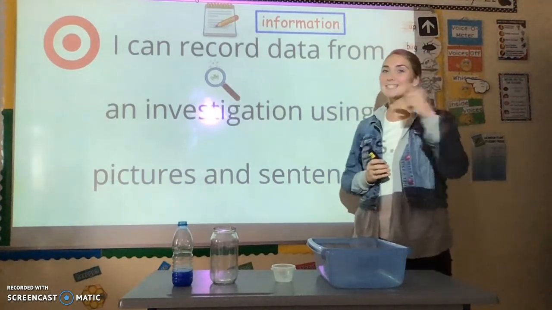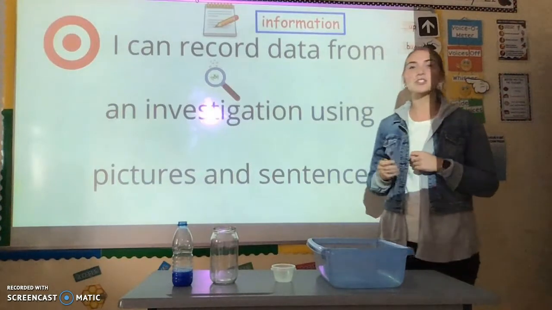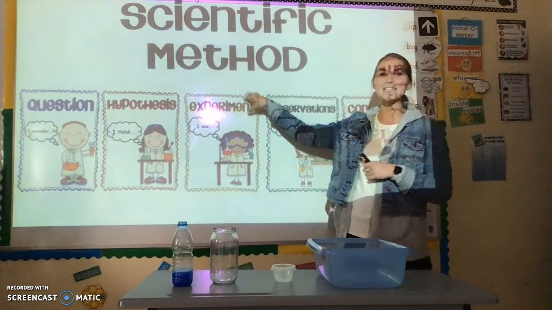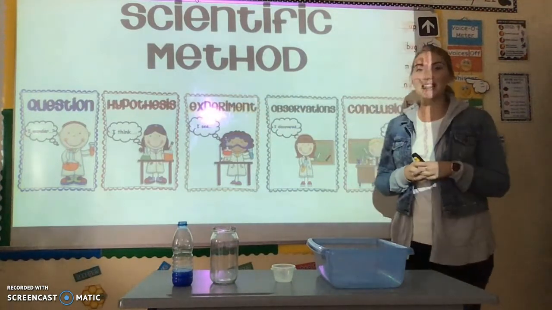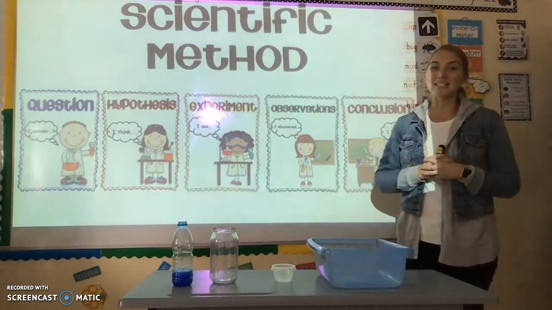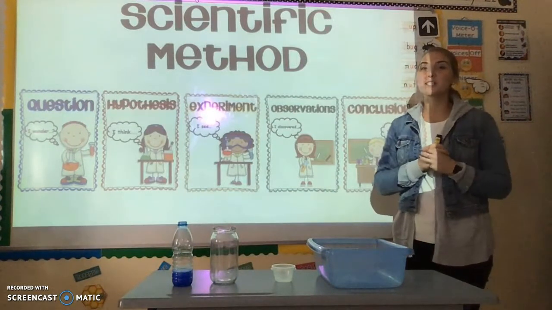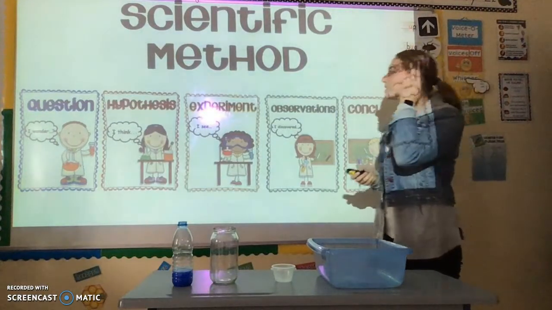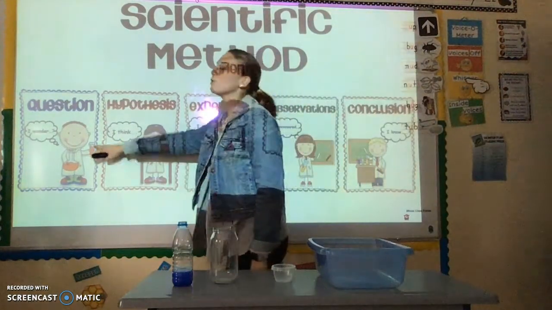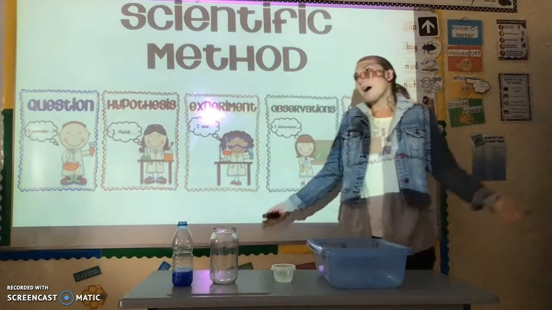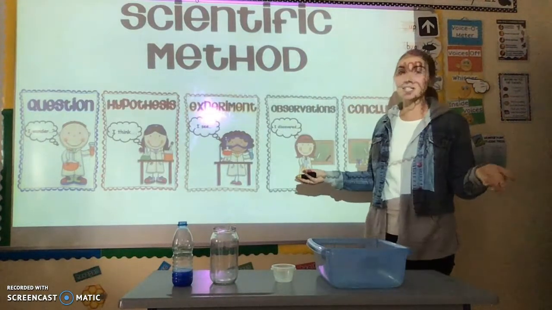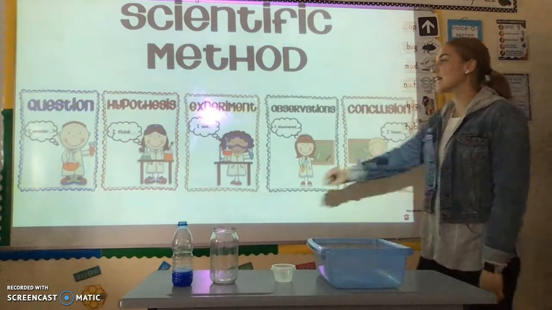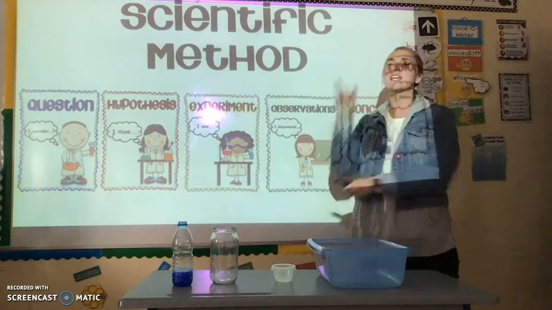So, we as scientists are going to work together to go through the scientific method. The scientific method, boys and girls, these are the steps that scientists take when doing an investigation. So, this first step is to question. We make observations and we ask questions about the world around us. The second step is to hypothesize.